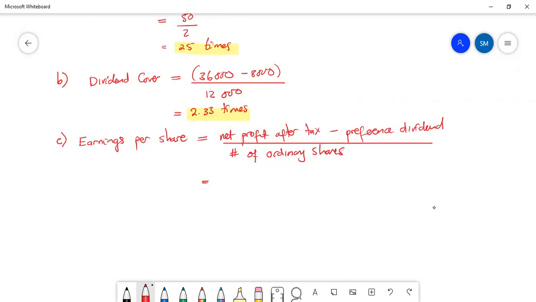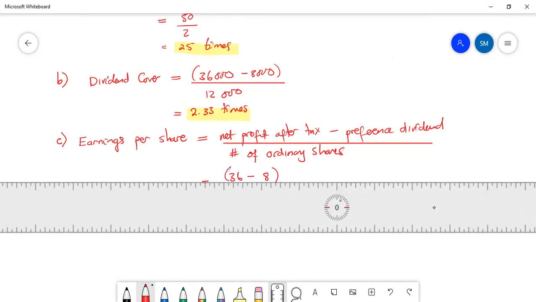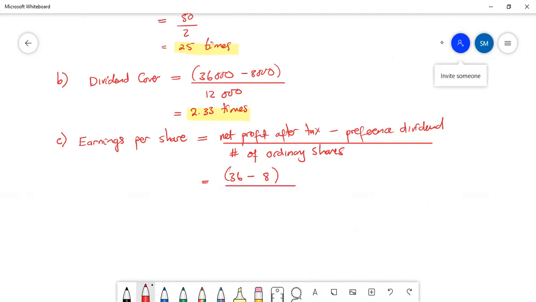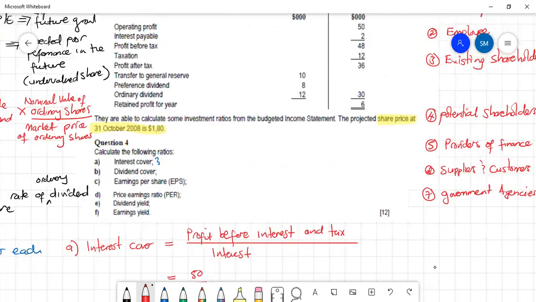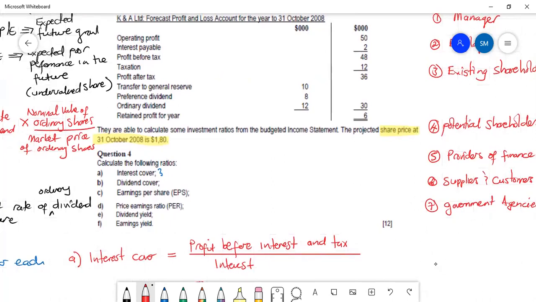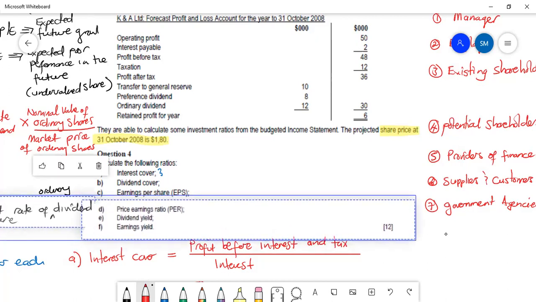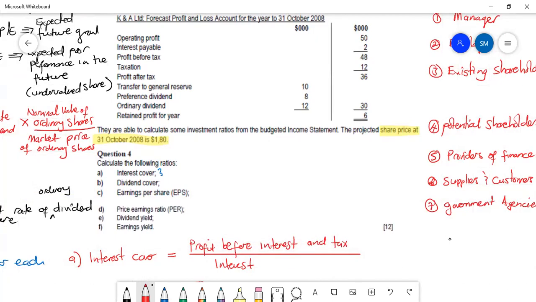So I think we did this one already. It's 36,000 minus 8,000 divided by the number of ordinary shares. The number of ordinary shares.